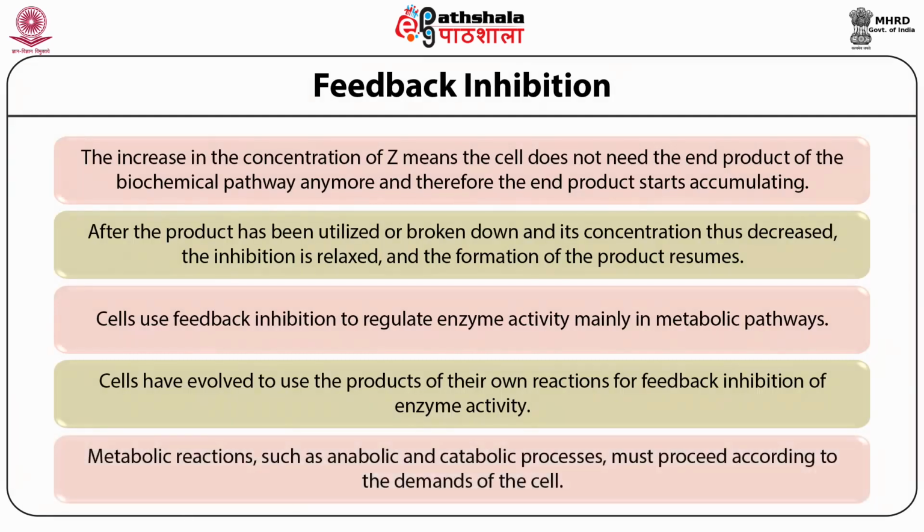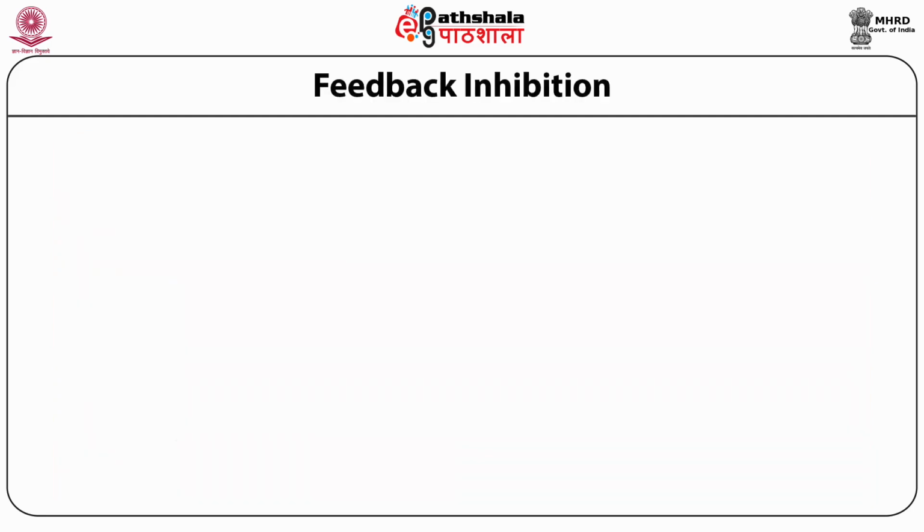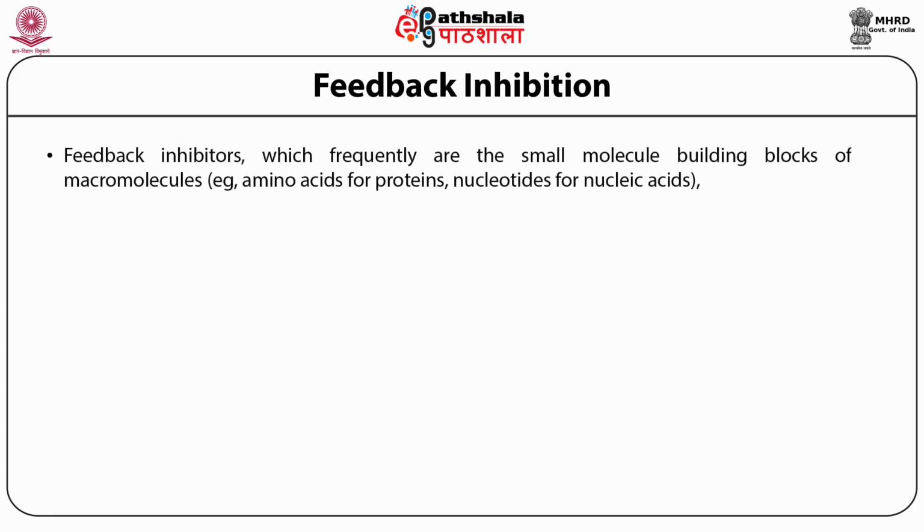Metabolic reactions such as anabolic and catabolic processes must proceed according to the demand of the cell, and they must be regulated by some of their intermediates or end products in such a way that metabolism is finally balanced and regulated. So in various anabolic pathways also, like in the synthesis of protein and the synthesis of nucleotides, sometimes the amino acids or nucleotides act as a feedback inhibitor.